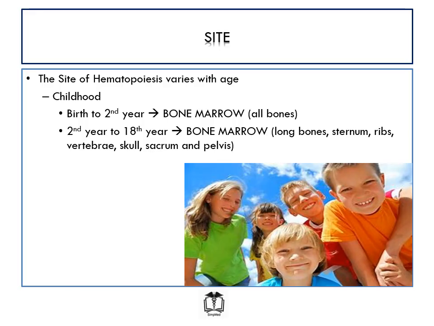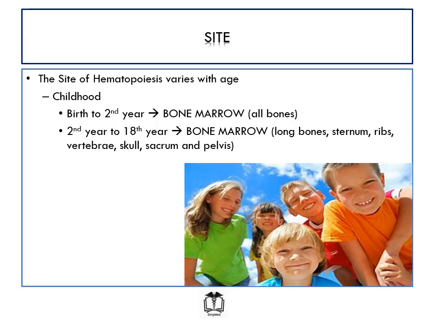In childhood, hematopoiesis is found largely in the bone marrow, continuing all the way down to adulthood. But this depends on whether we're talking about a child below the age of 2 years or above the age of 2 years. Between birth and the second year of life, the bone marrow of all bones will be involved in the process of hematopoiesis.